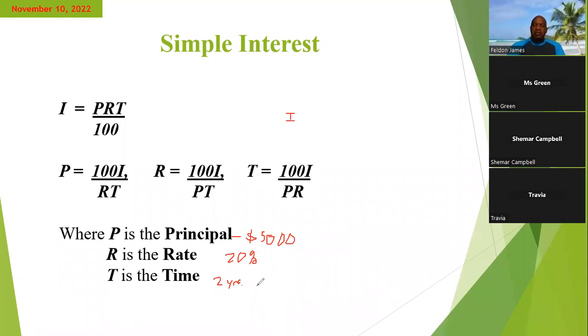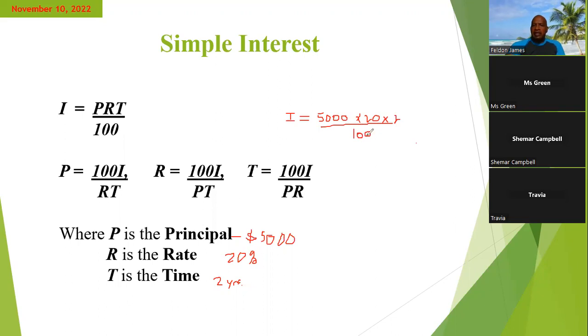Now, it is important to note that time is always measured in years. So to calculate our interest now, we just plug these values in the formula. So we would have 5,000 times 20 times 2 years all over 100.